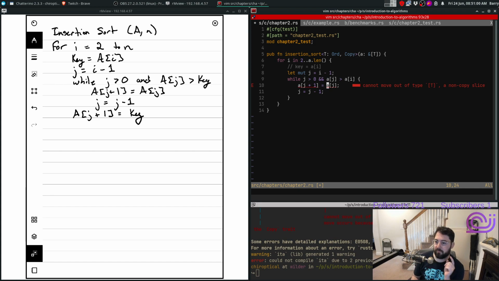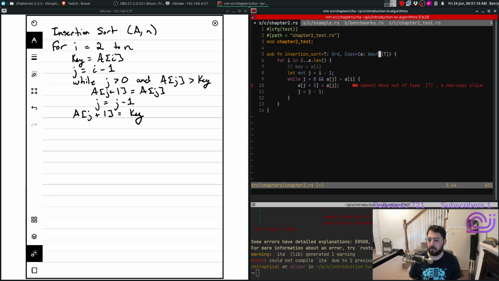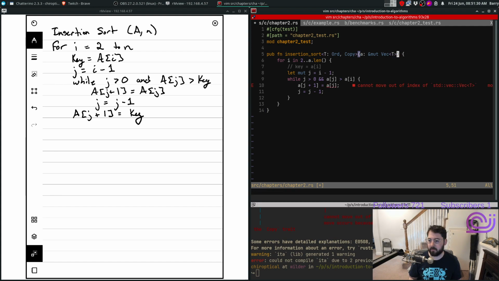Oh, this is a reference to T. Okay. Let me see. Right. Thank you. I need a mut. And do I need a vector? Oh, apparently I do. Okay. So back. Yeah, still learning what types I'm supposed to use here.